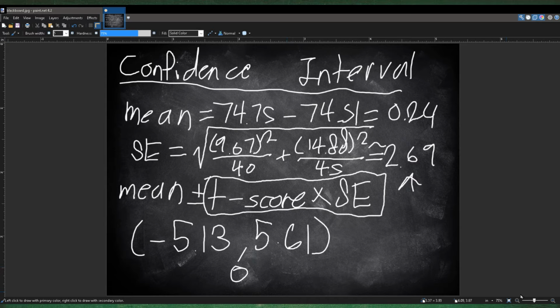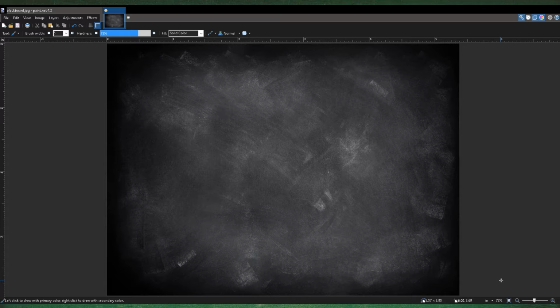So basically that covers the two sample t-tests and its confidence interval.